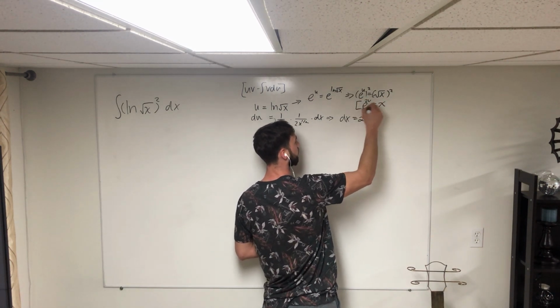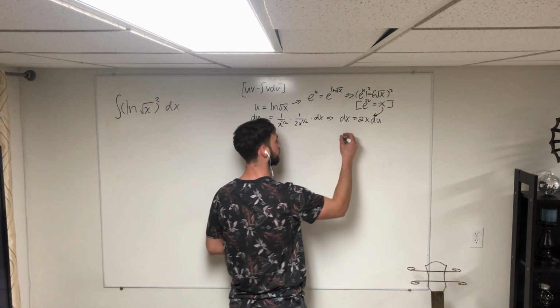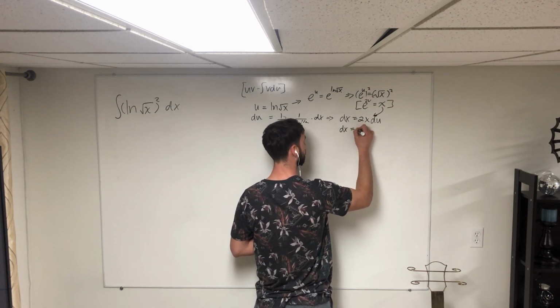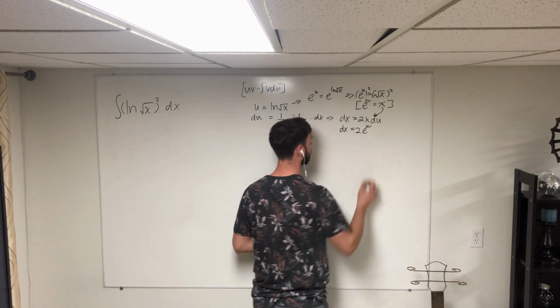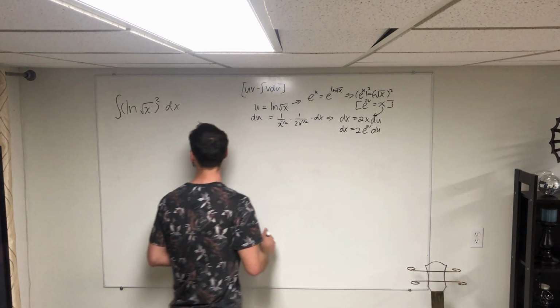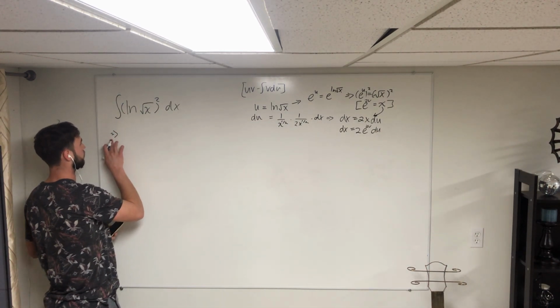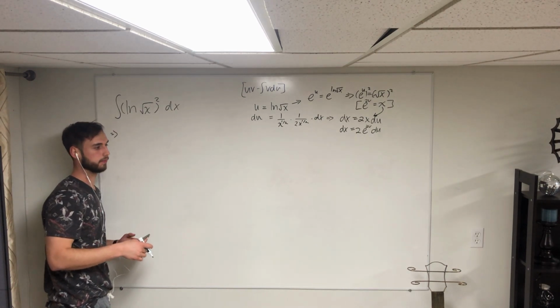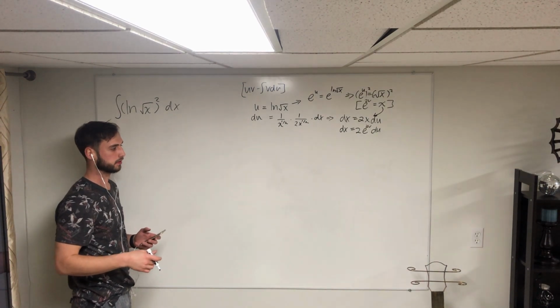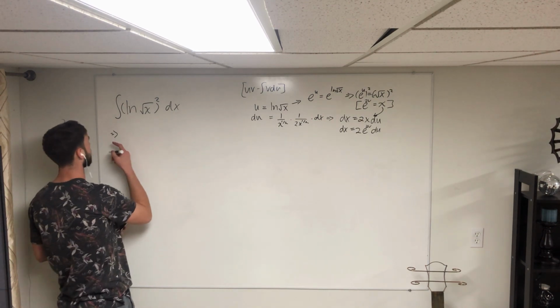This is important. This goes into here to this x. We get dx equals 2e to u du. We plug everything back in here. It's not an equal sign, it's an arrow. Some teachers will mark you wrong for it if you make it an equal sign after you make the substitution. So just use arrows.